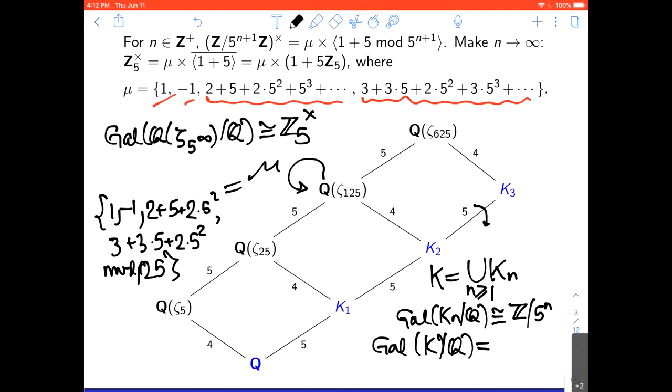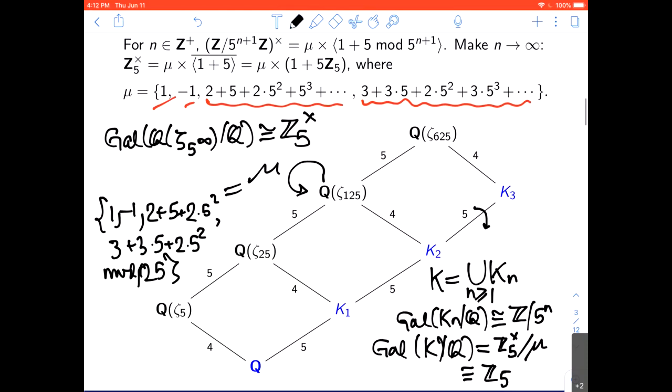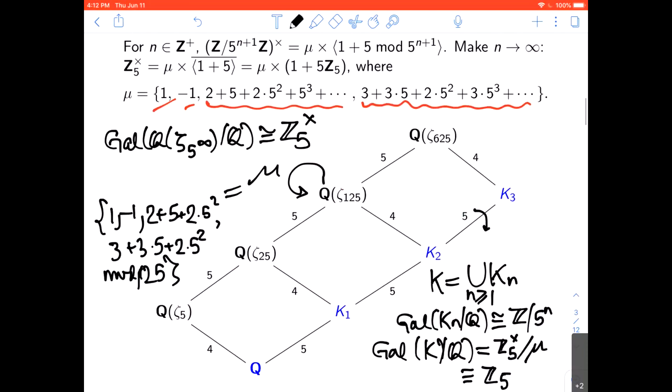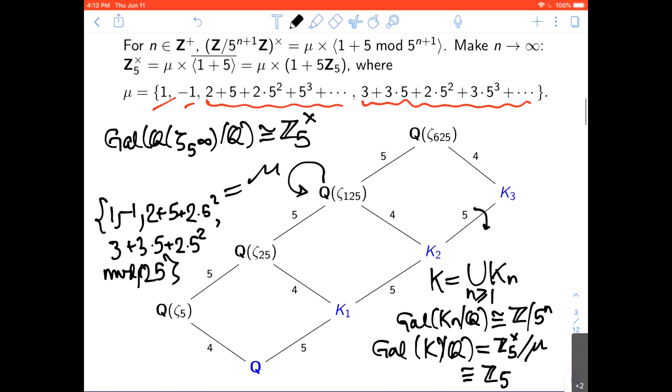Like in Galois theory, when you look at the fixed field of a subgroup, the Galois group is really the quotient by that. And so that's isomorphic to Z5. It's 1 plus 5Z5, which is isomorphic to Z5 by the logarithm. So it's very similar to what I mentioned on the previous slide. Anyway, this big field, the union of all the blue fields, is an extension of Q whose Galois group is isomorphic to the additive group of p-adic integers.